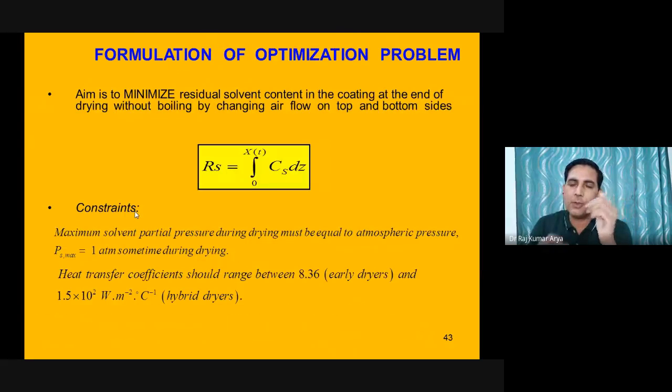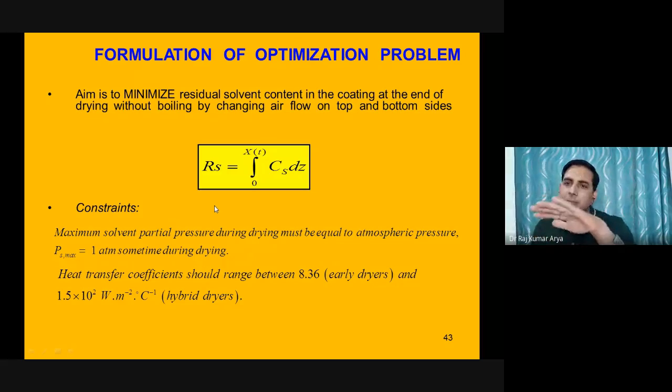So now, in case of optimization, you always need an objective function. What do you want to minimize? Objective functions are of two types, either the minimization of something or the maximization of something. In our case, we are minimizing the solvent. So our objective function is the minimization of total solvent retained in the coating. Once you have the solvent concentration, if you multiply by the thickness, you get the mass per unit area. So that is also a mass, and this is our objective function.